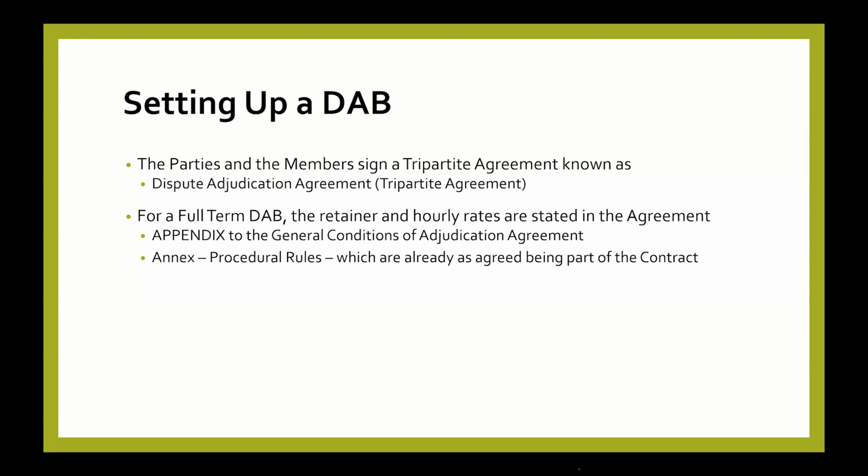And then for the full term, they have a retainer that is paid to them on a monthly basis. And then you also have hourly rates that are paid if they make site visits, or if they sit on a referral. So if they have to make a decision, then they will bill the parties hourly rates for the time spent in coming up with the decision. So the conditions of contract for the members is annexed to the conditions of contract, whether the yellow book or the red book. And then there are also procedural rules, which are also part of the tripartite agreement, which guides the process of adjudication.